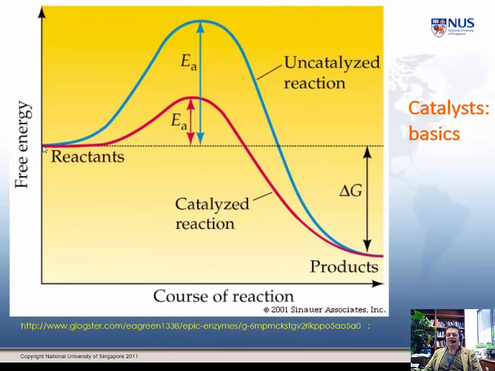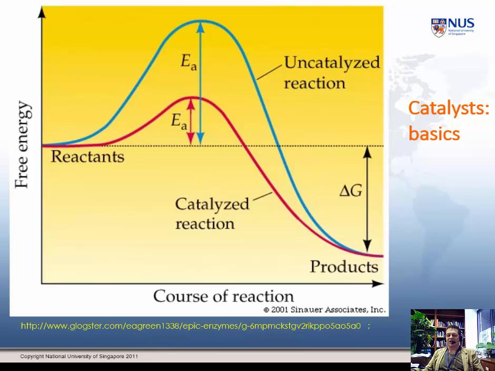With the same reaction adding a catalyst, then rather than the blue curve you follow the red curve. The activation energy is much lower, which means that the rate of the reaction is much faster, because the height of this activation energy is what determines the rate of the reaction. The higher the activation energy, the slower the reaction.